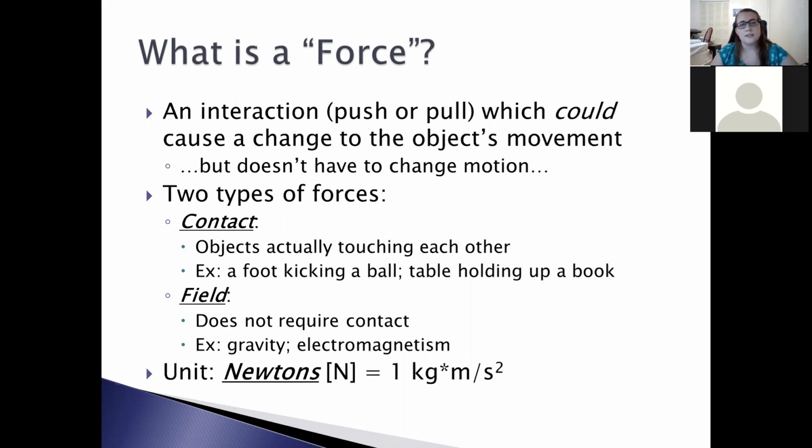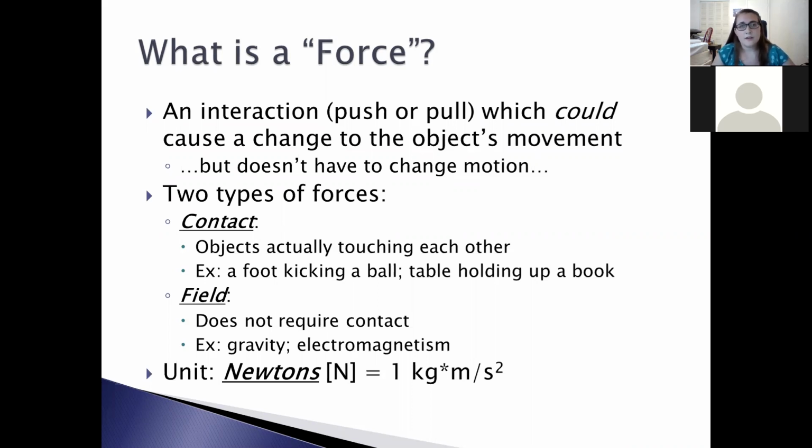The first is a contact force. So that's when 2 objects are actually touching each other. For example, your foot kicking a ball, or a table holding up a book, or my hand punching somebody's face. Yeah. So that would be a contact force. There's also field forces, which do not require the 2 objects to touch each other. They can act at a distance. So that would be like gravity or electromagnetism.